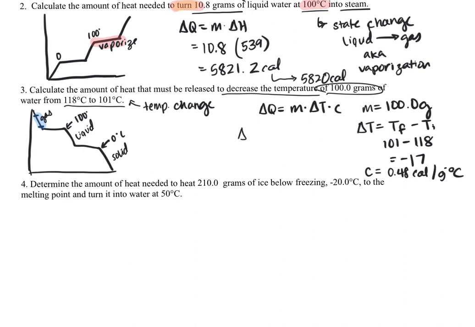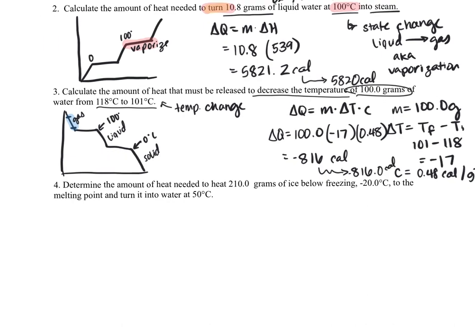So I'm going to plug in all my numbers to solve this. So we have 100 grams times delta T, which was negative 17. And then I'm going to multiply it by 0.48, which again is the specific heat of steam. I'm using that one because the temperature is hot enough that I'm working with steam here. Multiply this together and we get negative 816 calories. So in correct sig figs, this would be negative 816.0 cals.